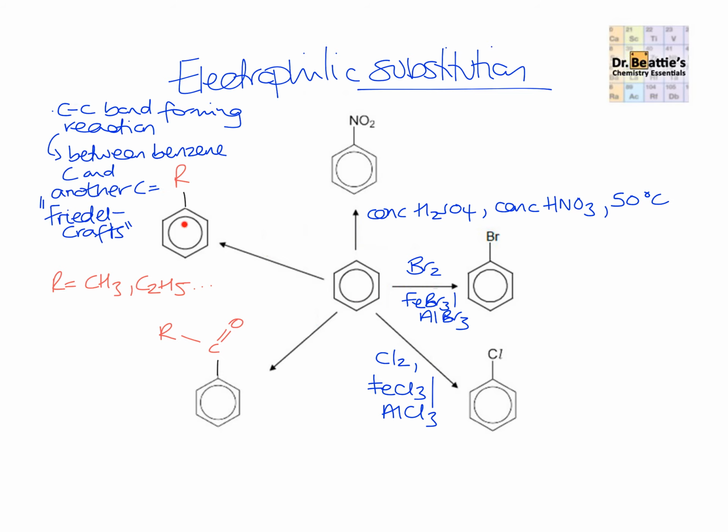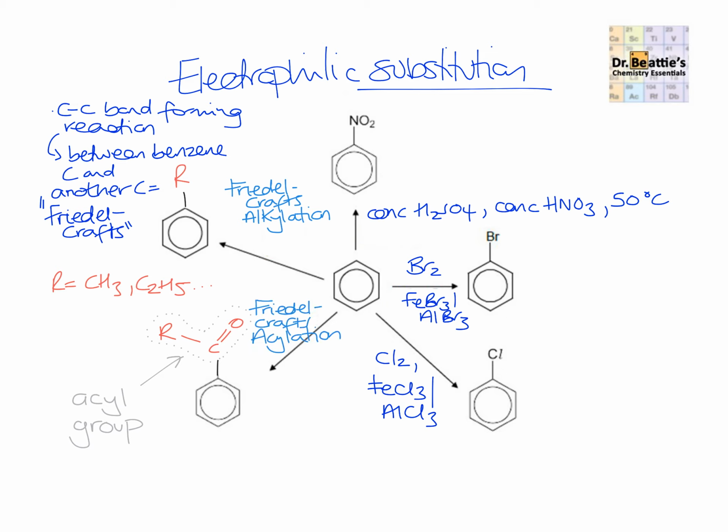This one is called a Friedel-Crafts Alkylation. Whereas on this particular transformation, we've introduced a carbonyl group with an R group attached to it. So this collectively is called an acyl group. And so the introduction of this is called a Friedel-Crafts Acylation. So a really subtle difference in the word between alkylation and acylation, but an alkyl group is just without carbonyl, whereas an acyl group has this carbonyl C double bond O group.